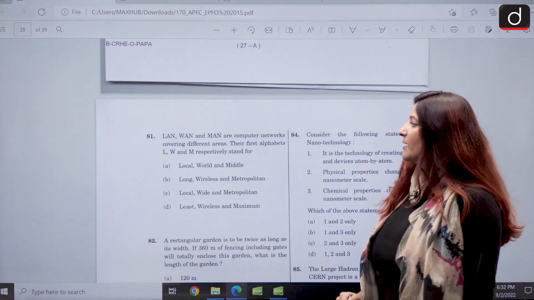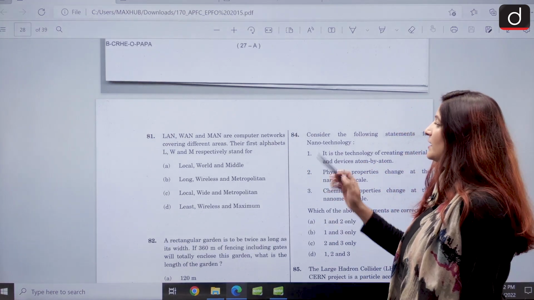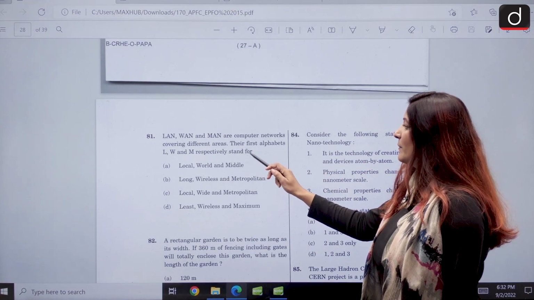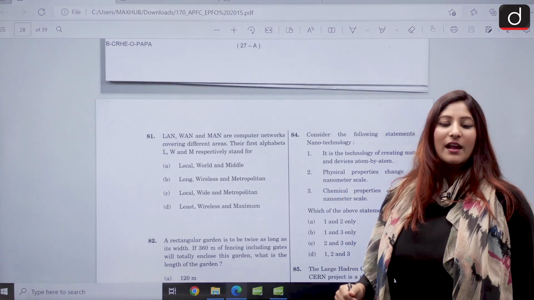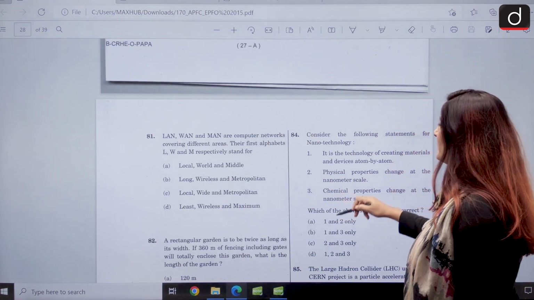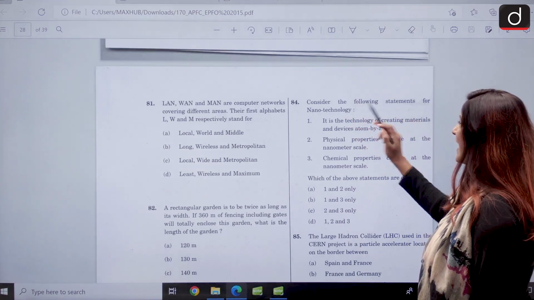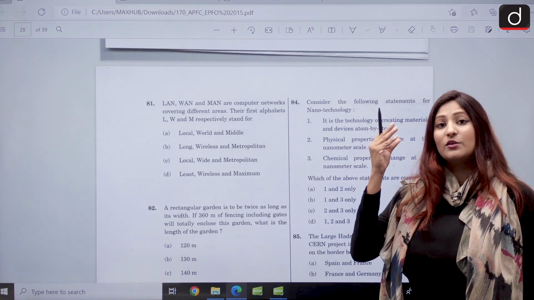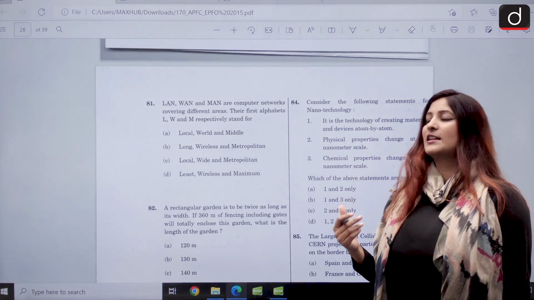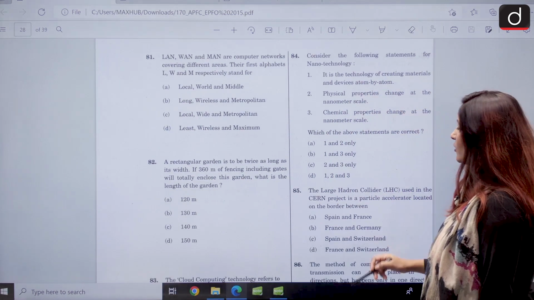LAN, WAN and MAN are computer networks and they are covering different areas. Their first alphabet L, W, M respectively stand for what? Okay. So importantly, science and technology question. We have covered this as well. Consider the following statements for nanotechnology. Nanotechnology has been in the news since 2015, more than that, but in our question paper of UPSC, it has been a favorite. So for that, science and technology.